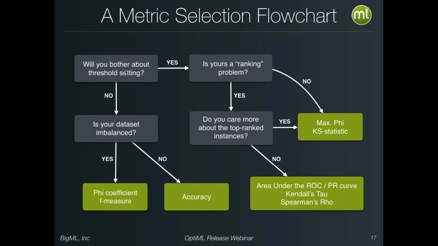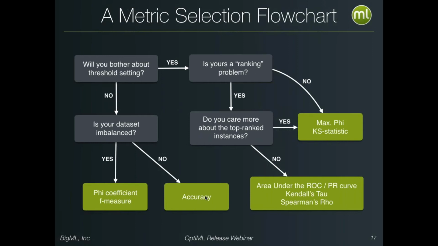The first thing you want to ask yourself is, are you going to bother to set a threshold, as we talked about in our last webinar? Are you going to set a threshold so that the probability of a certain class has to reach that threshold before you'll actually predict it? If you don't, then you ask yourself if your data set is imbalanced. If it is, you might want to use one of these metrics that controls for data set imbalance, like the phi coefficient or the F measure.